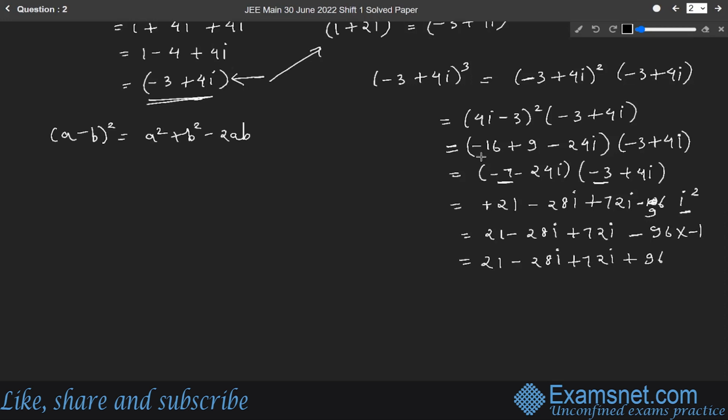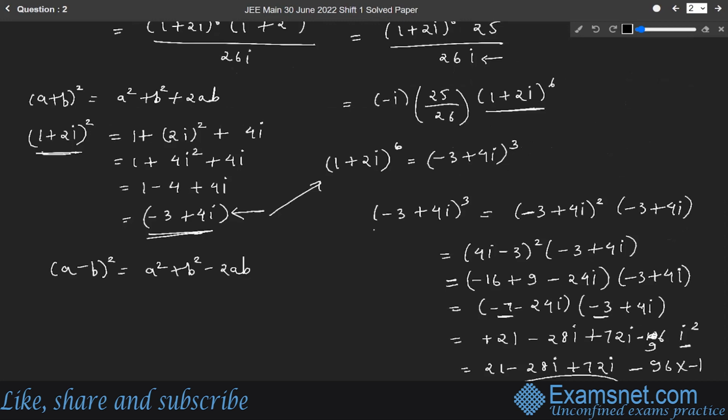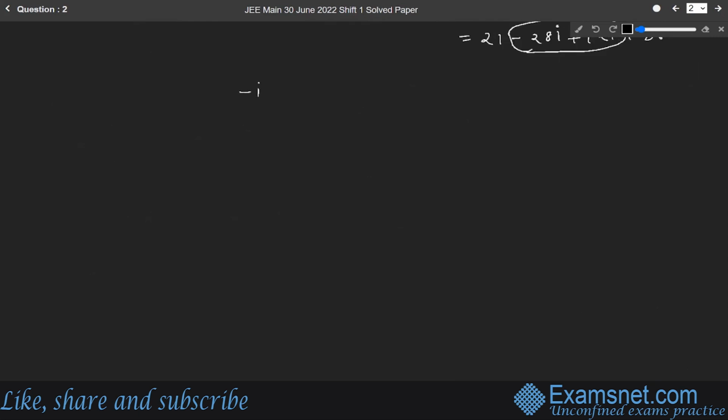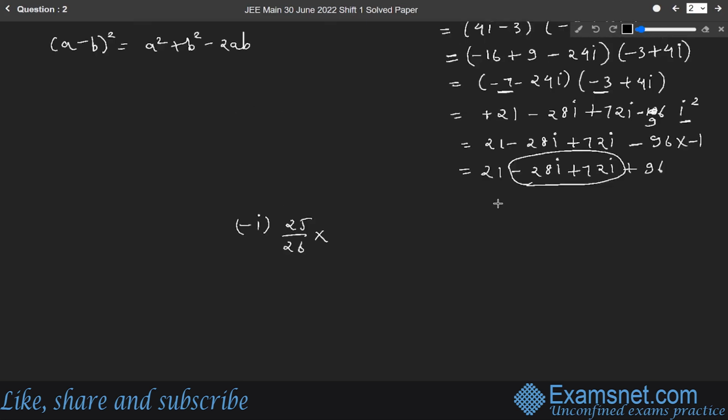But here we have to only look at the part which is in terms of i. Now this is the value of (-3 + 4i) cube. And (-3 + 4i) cube is equal to (i + (1 + 2i) power 6). It means that this value is equal to this whole term. So what is the remaining term? Minus i into 25 upon 26, multiplied with this value.